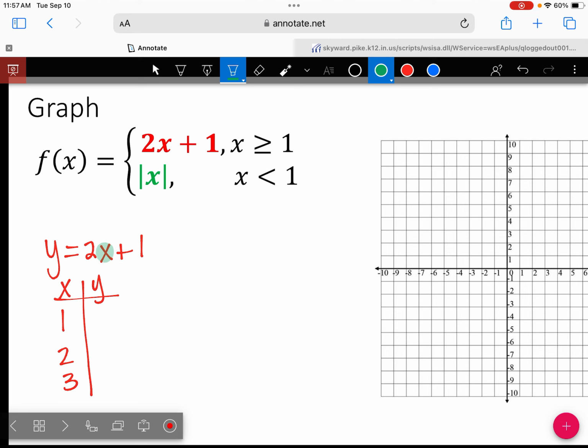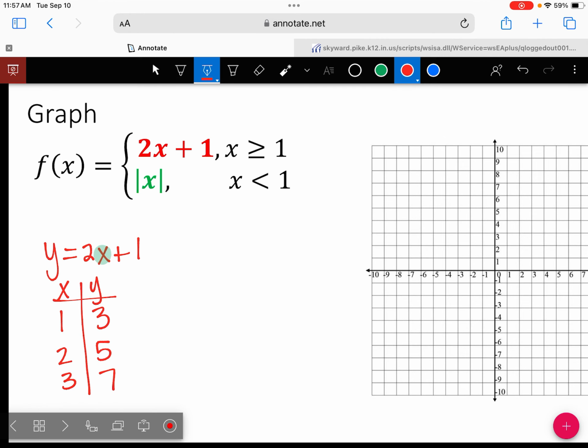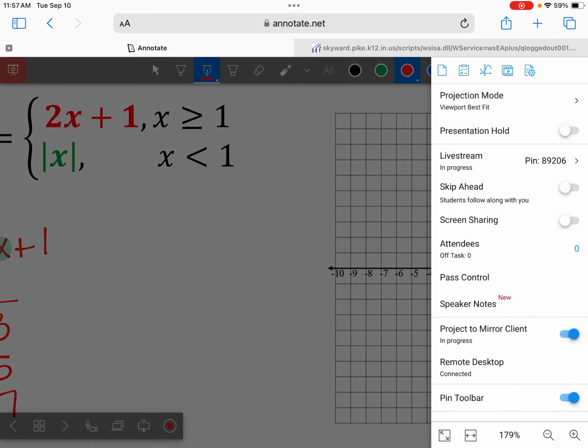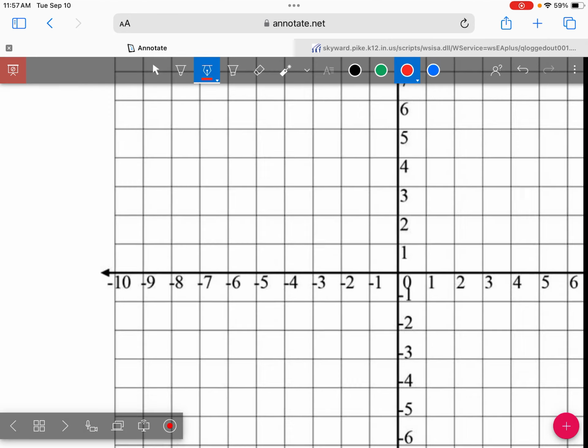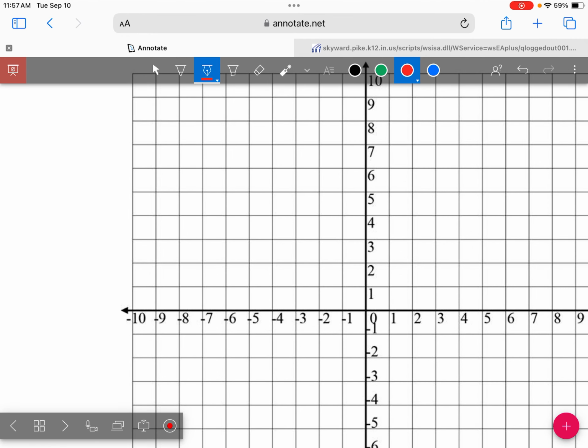Okay. What do we get for the first one? What is 2 times 1 plus 1? 3. 2 times 2 plus 1. 2 times 3 plus 1. All right, let's go ahead and graph these points. So I have a point at 1, 3. And then I have a point at 2, 5, and a point at 3, 7.